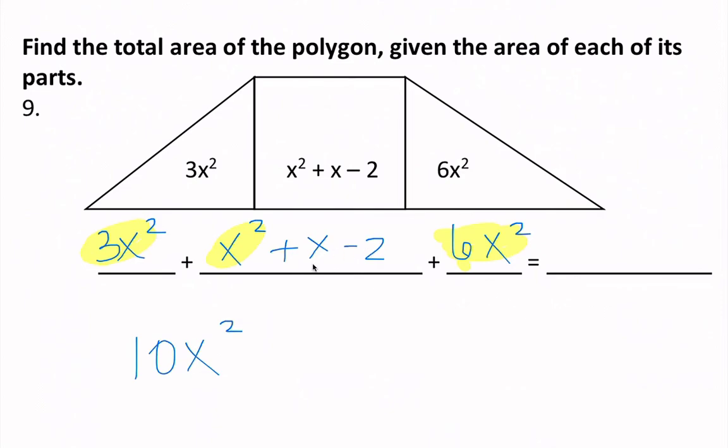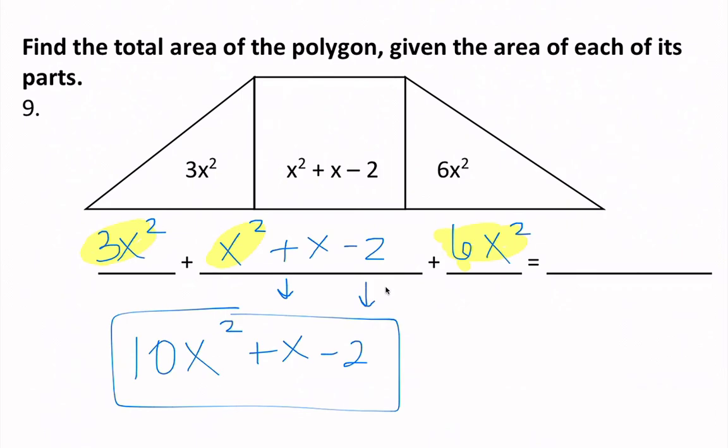These are my only x's, so they drop down. And this is my only regular number, so that drops down as well. So I know the total area is 10x squared plus x minus 2. And just to keep bringing it back, that's 1, 2, 3 terms. That's what you call a trinomial.